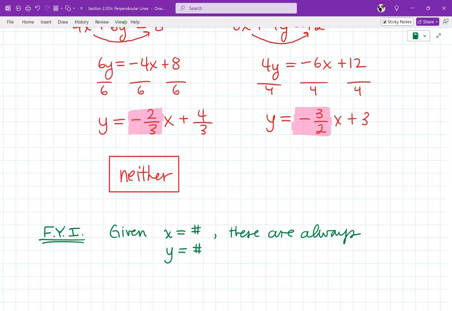Think about their graphs. When you graph x equals 2, how does it look? Is it vertical? Yeah, it's vertical. If I graph y equals something, what is it? Like this. These lines are not parallel. They're perpendicular. Okay? So these are always perpendicular.